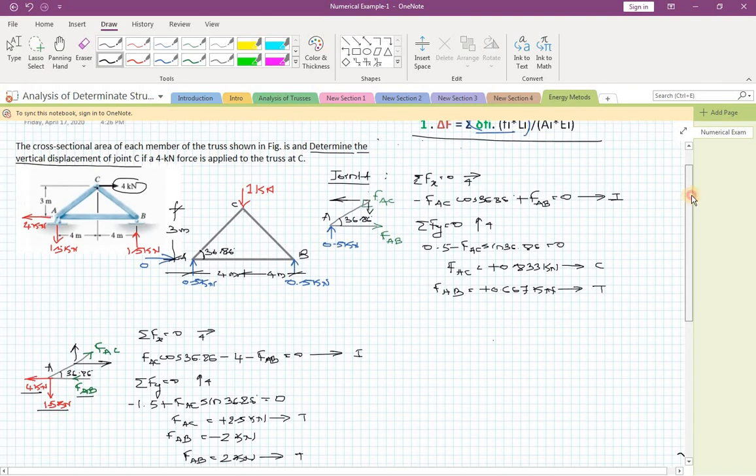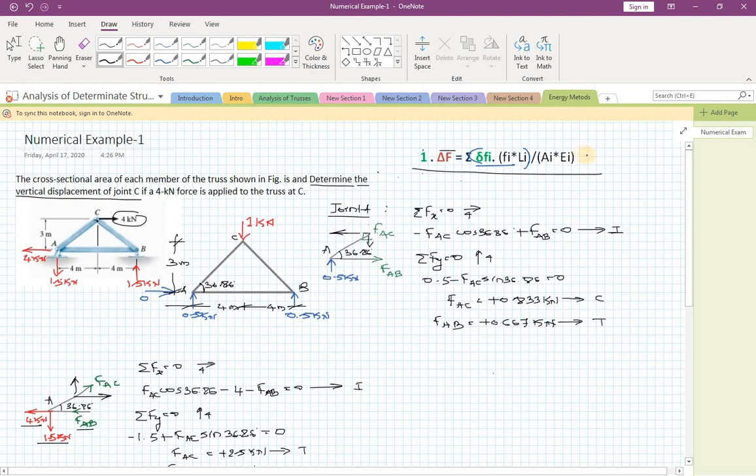So friends, this is how we can calculate the vertical deflection using the virtual work principle.